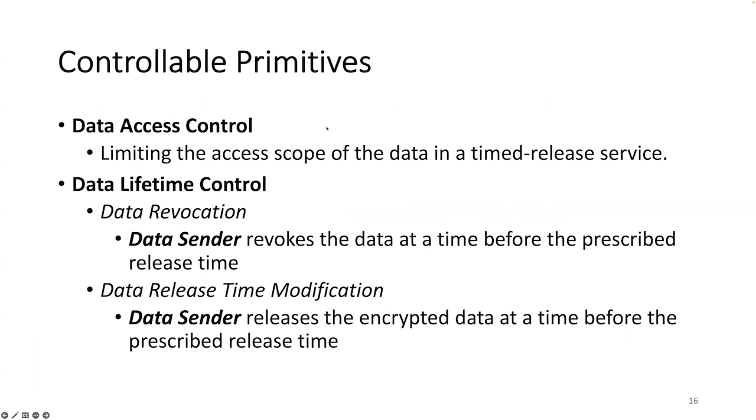Here, I would like to formally describe our controllable primitives. For data access control, we aim at limiting the access scope of the data in a timed release service. For data lifetime control, the first one is data revocation, which allows the data sender to revoke the data at a time before the prescribed release time. For the second one, data release time modification, we allow the data sender to release the encrypted data at a time before the prescribed release time.